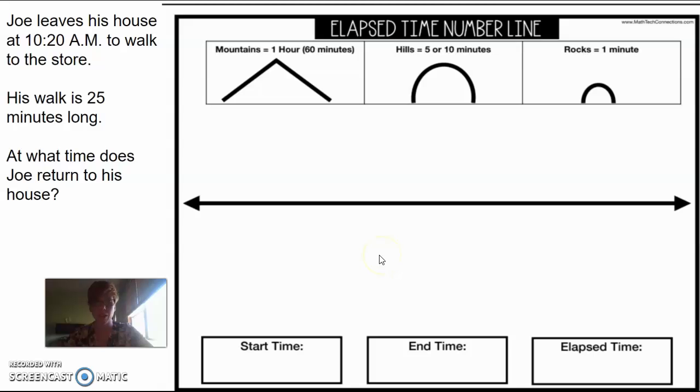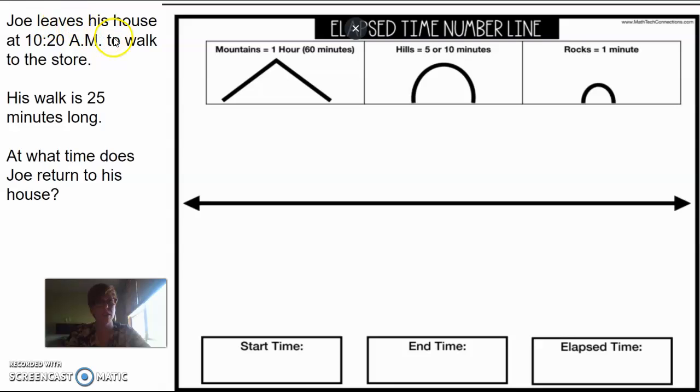At the bottom of this page, we also have 3 boxes. We have the start time, the end time, and the elapsed time. Now remember, elapsed time is an amount of time between 2 times on a clock. Let's say you go to bed at 8 o'clock at night and you wake up at 6 o'clock in the morning. The amount that you slept is elapsed time, the amount in between 2 times. So that's what elapsed time is. So we've got start time, end time, and elapsed time. And on the left hand side of our page, we will have some problems we're going to work out.